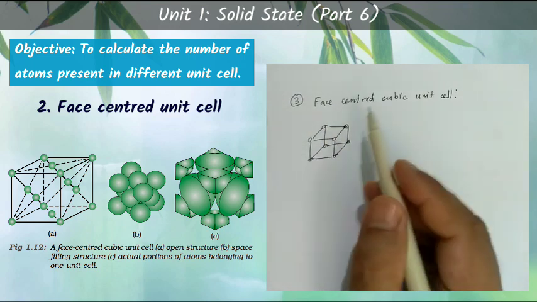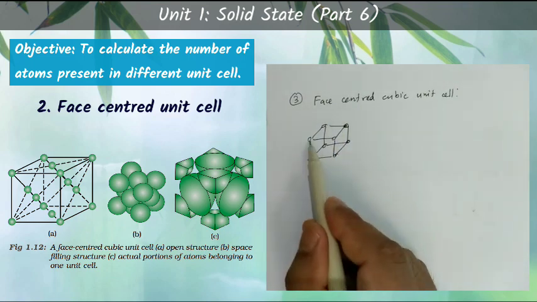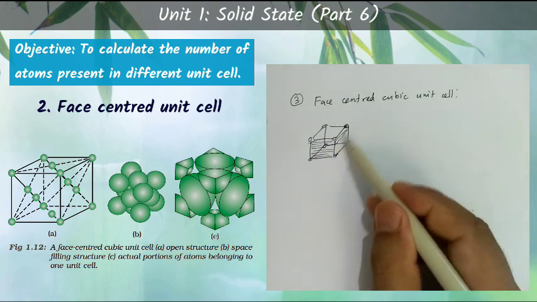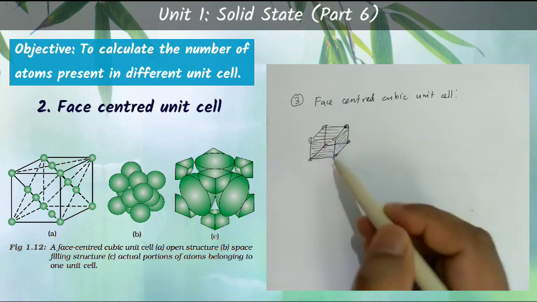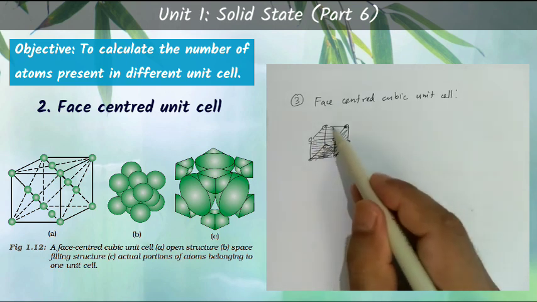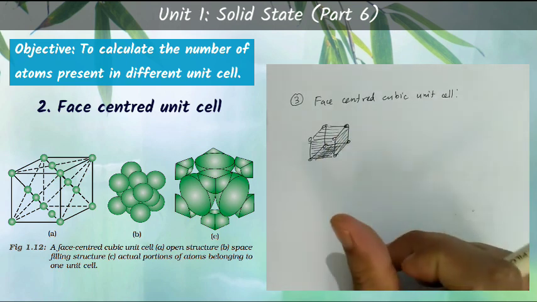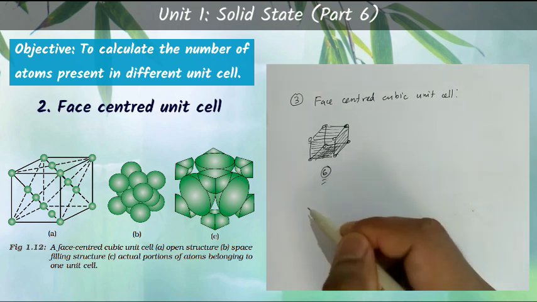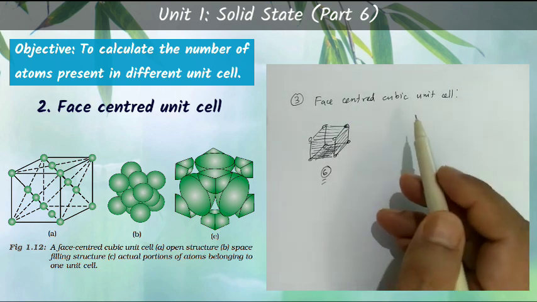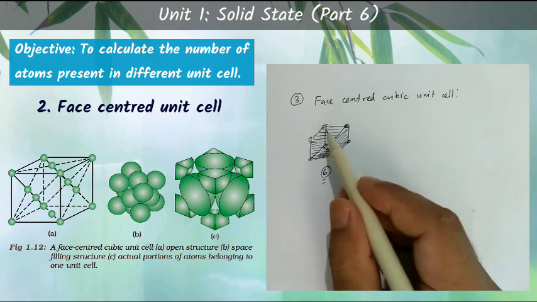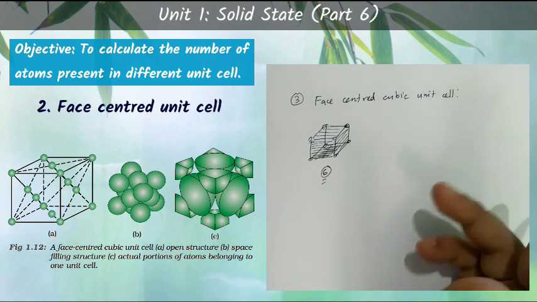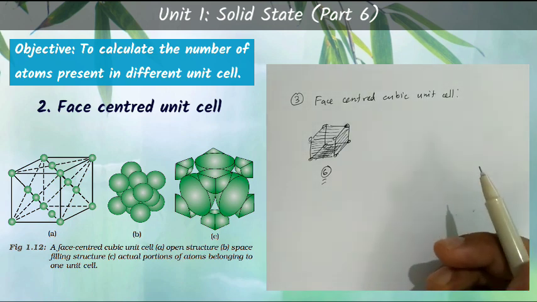But in this case, face centered, how many faces are there? This is one face. Let's suppose this is one front face. This is the upper face. Here this is the face below. Again here also one face, here also one face. Total number of faces will be 6. So in each face one atom will be present in the center of each face. Okay, so in the face centered cubic unit cell, the center of each face will be occupied by one atom, total 6 additional atoms.